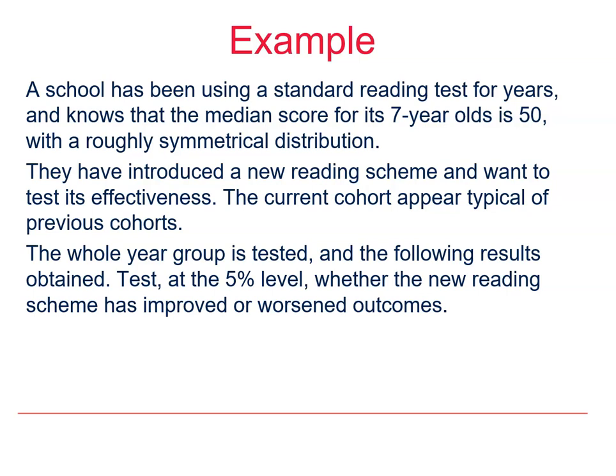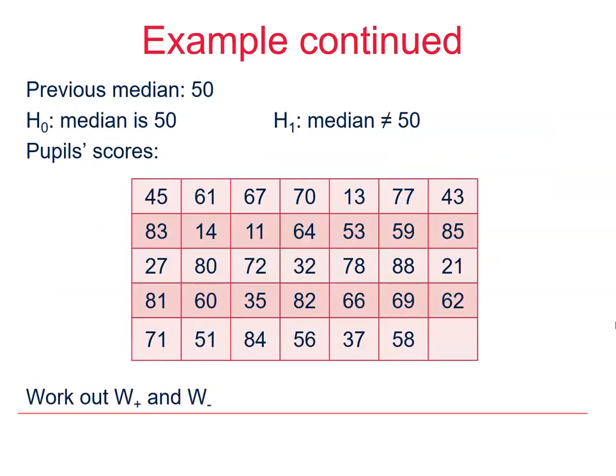OK, so the key information in this question is that the original median is 50, the significance level is 5%, and it's going to be a two-tail test, as they don't know if the new scheme will be better or worse than the old one. So, our null hypothesis is that the median is 50, and our alternative hypothesis is that the median is not 50.